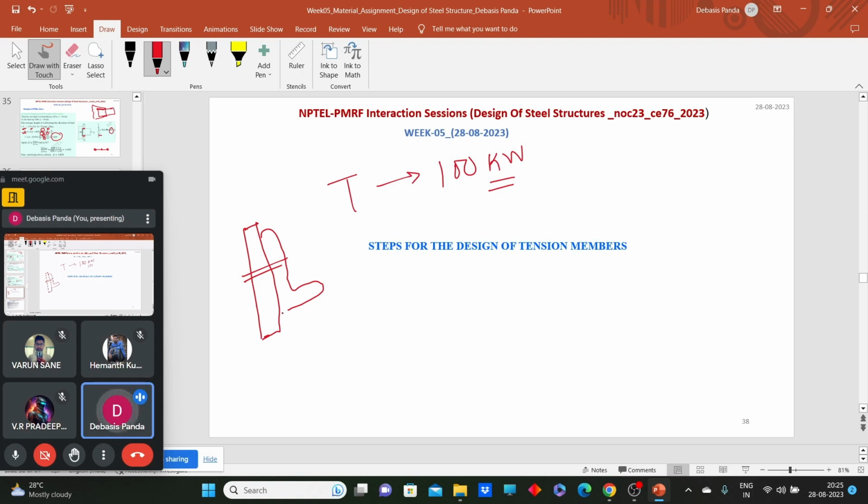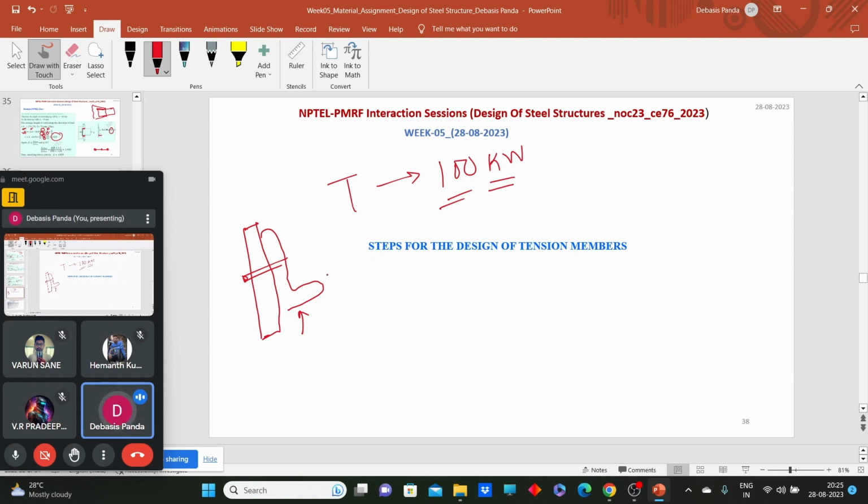We don't know what should be the size of this angle, what should be the size of the bolts, how many bolts should we provide. We don't have any information. We just have information that we need to transfer some amount of load, and we know that if we need to make a tension member between gusset and plate, or gusset and angle, what should be the mode of failure criteria? So what should be that?